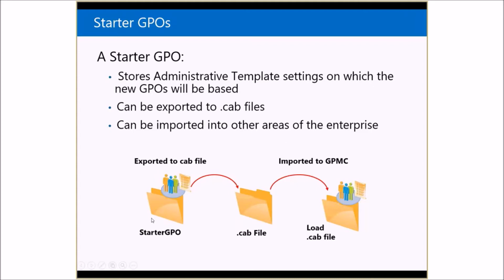So we can export the starter GPO as a CAB file and import it somewhere else, in another domain, in the forest, or something like that.